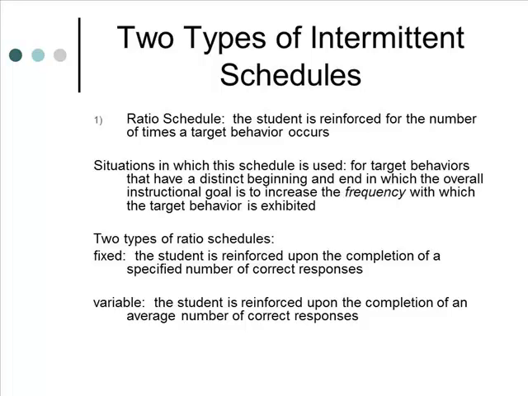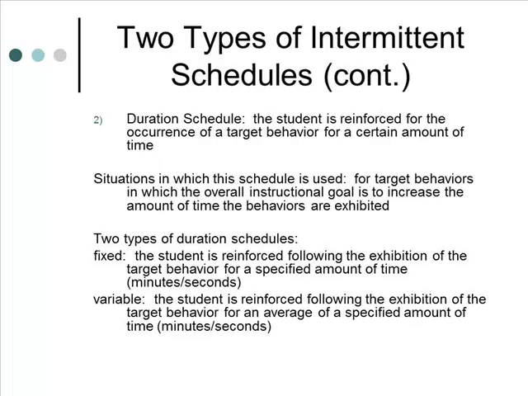So behaviors in which you might be taking data on duration are really good for this kind of schedule. Time on task, or time spent doing a job, or time spent running, engaging in a certain continuous kind of behavior. Again, like the ratio schedule, there are two types of duration schedule. The first one is fixed, and this is when the student is reinforced following the exhibition of the targeted behavior for a specific amount of time. The time could be in minutes or it could be in seconds.